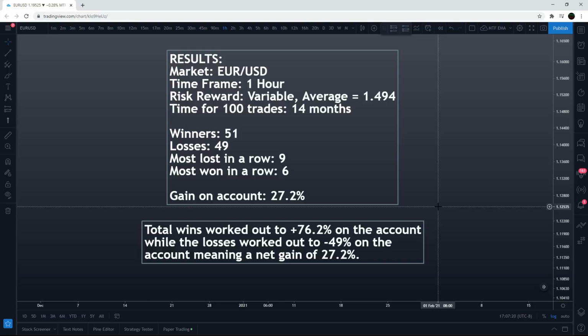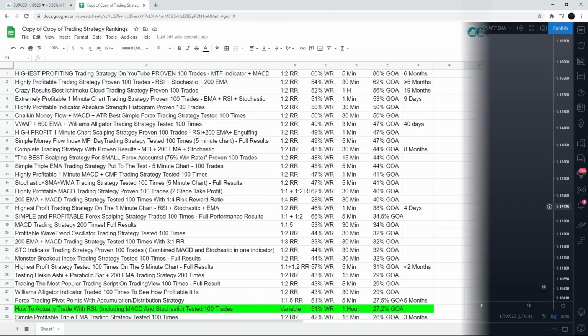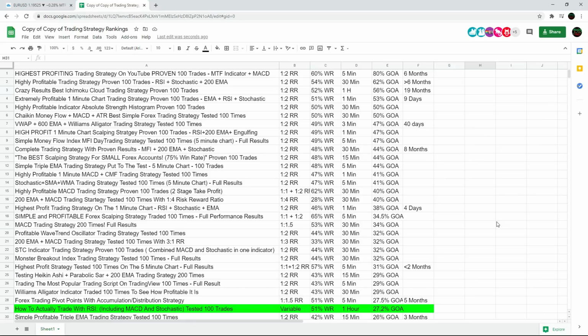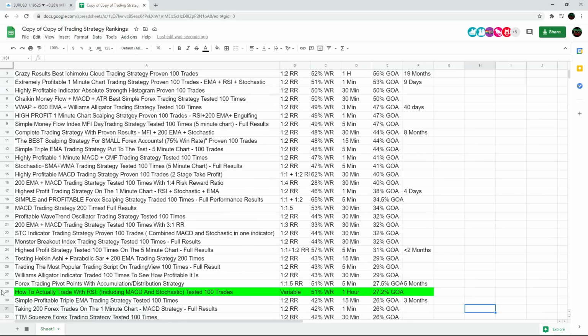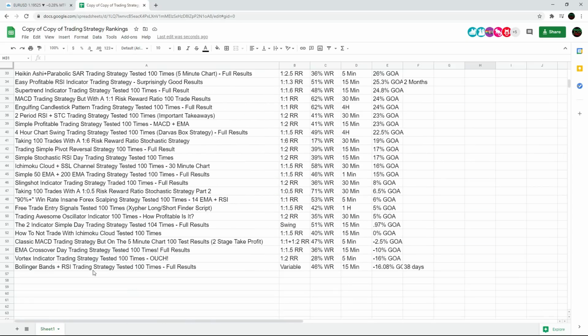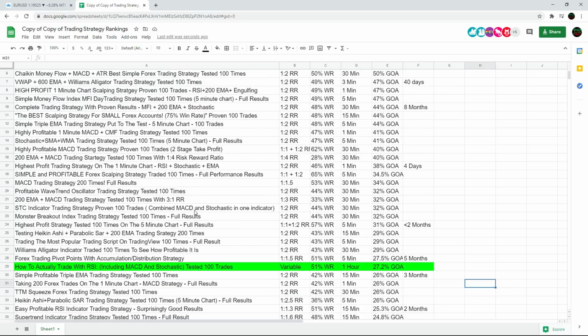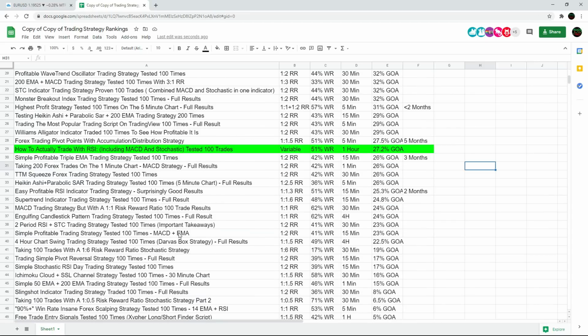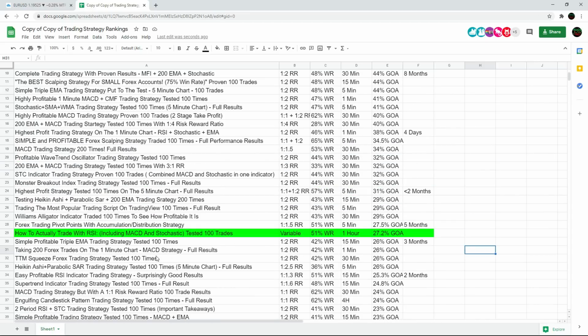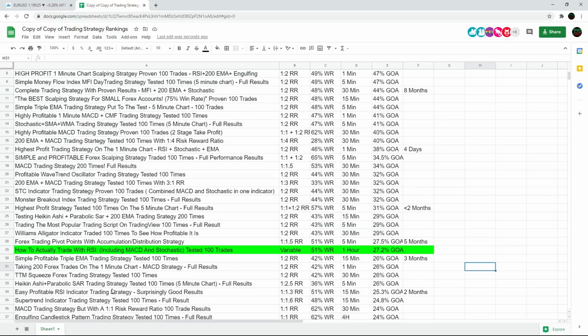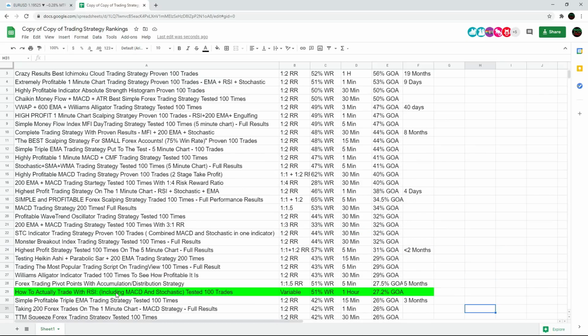Let's go to the spreadsheet and see how it is. All right, here it is on the spreadsheet. Not too much to say about it, but falling at spot number 29 out of 56 strategies tested so far. So pretty mid-tier, a little bit worse than mid-tier. But yeah, I would not really recommend trading this way. You can potentially use the concept, but as far as this strategy goes, not exactly ideal.